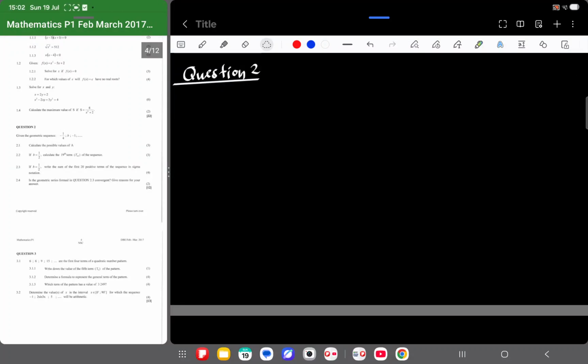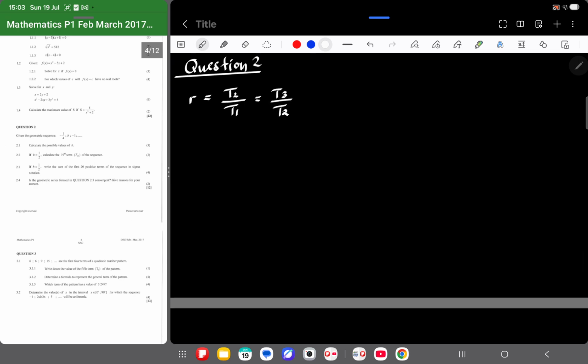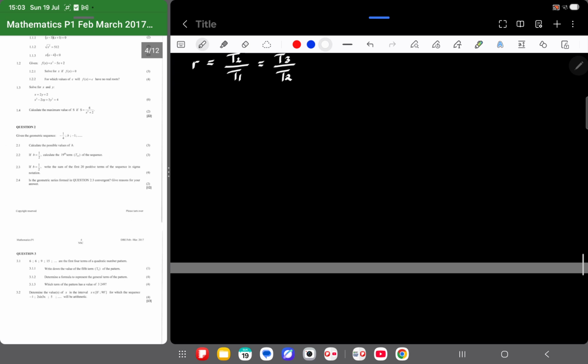Question 2. Given the geometric sequence -1/4, b, -1, 2.1, calculate the possible values of b. We know when we have a geometric sequence, we have a common ratio, which is given by r equals T2 over T1, which is also equal to T3 over T2. So we can use this fact to determine the possible values of b.